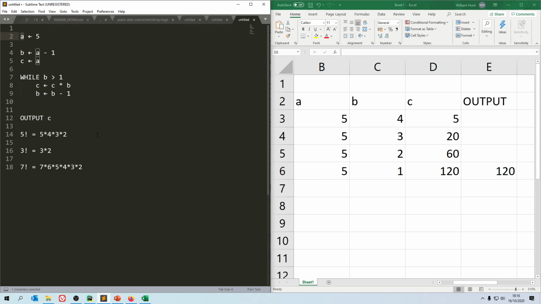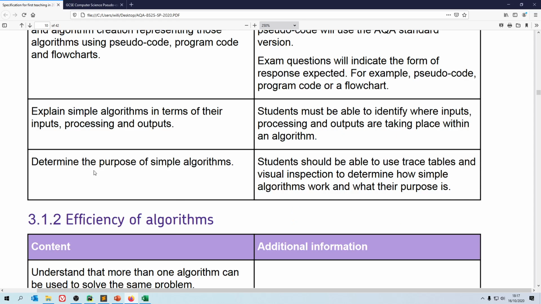If you're not quite confident, if you didn't know what a factorial was, you'd probably still get the marks if you explained this. Typically, a mark or 2 for the trace table, assuming it's correct, and a mark or 2 for understanding what the program does. So determine the purpose of simple algorithms, and it says you should be able to use trace tables and visual inspection, which is generally doing it in your head, which you can do if you feel confident, and to determine how simple algorithms work and what their purpose is. So do the trace table, think about it, work out the purpose. Easy.